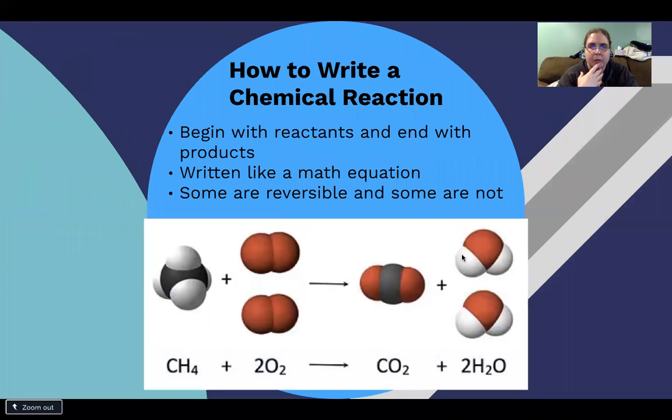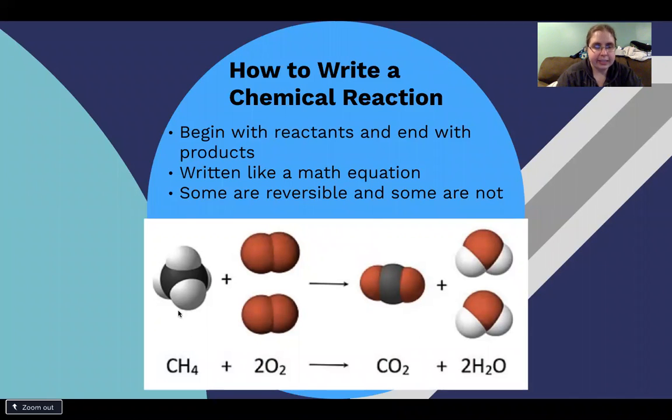So how do we write chemical reactions? Well, it's written almost like a math problem. What I mean by that is you begin with one side. What are you starting with? We call these the reactants. In terms of the math equation analogy, what numbers do you start with? And then we have an arrow that's like the equal sign in the math equation analogy. And what we end with, your answer in a math problem, we call that the products.